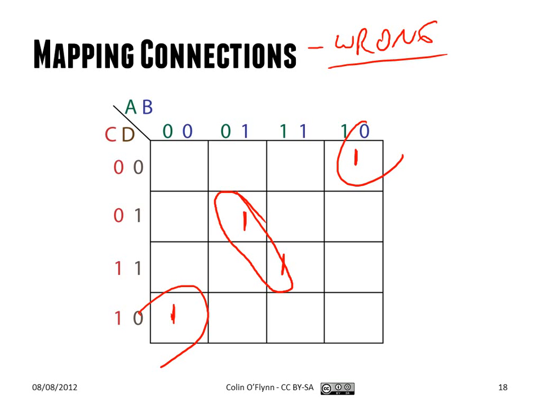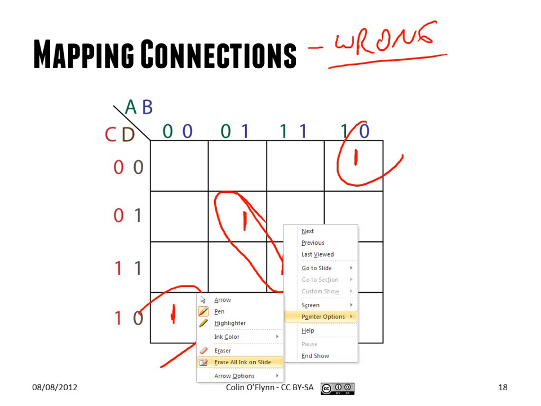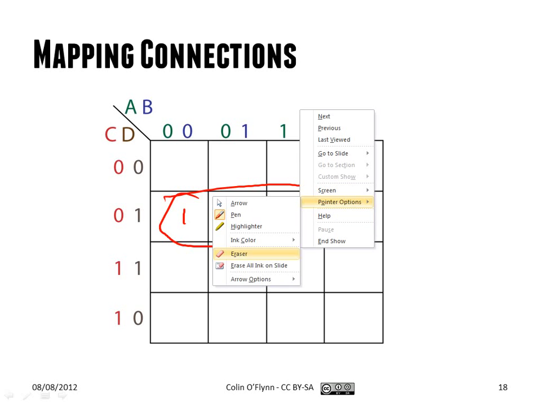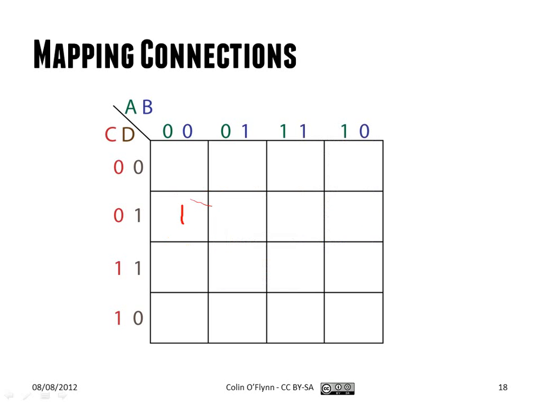And as I said before, you need groups of 1, 2, 4, 8. So if you have this, you can't make a group of 3. That's totally invalid. What you would have to do in a situation like that is 2 groups of 2, and that's the best you can do. Again, you want them to be as big as possible while still respecting the power of 2.